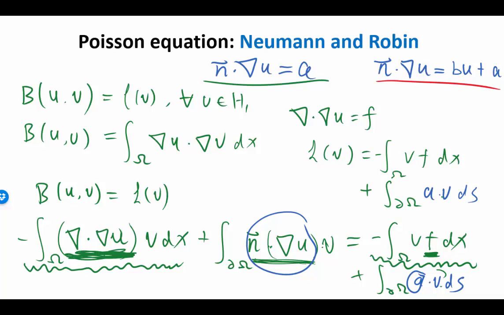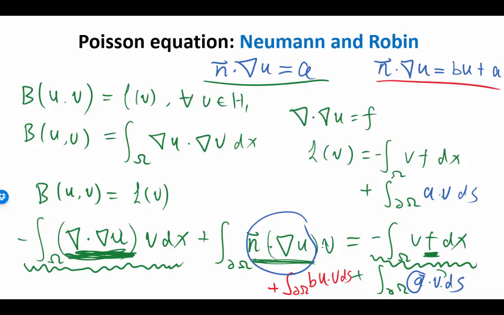Or the additional term I need over here is the integral over the boundary of B times U. So where does this belong? Let's take a look at this. Is this a linear functional or a bilinear functional? Remember, this guy is only a function of v, and this is a function of u and v. So this term, the red term over here, should belong to the bilinear functional. It is linear with respect to both u and v.